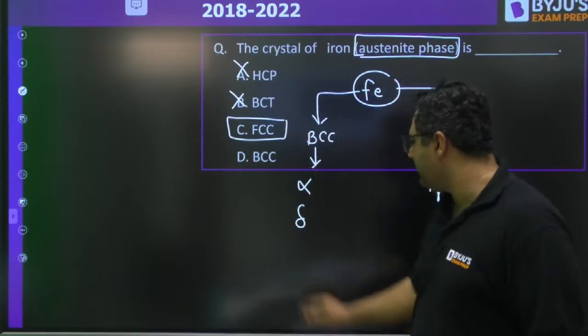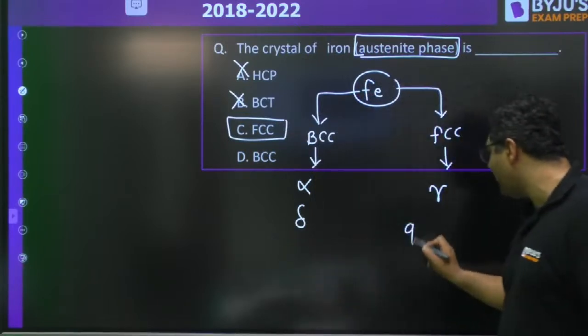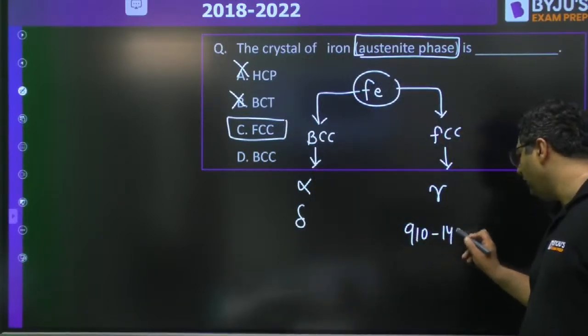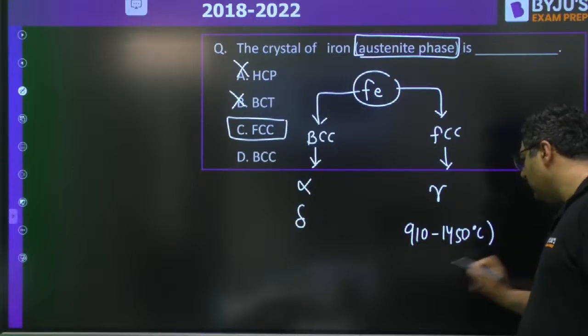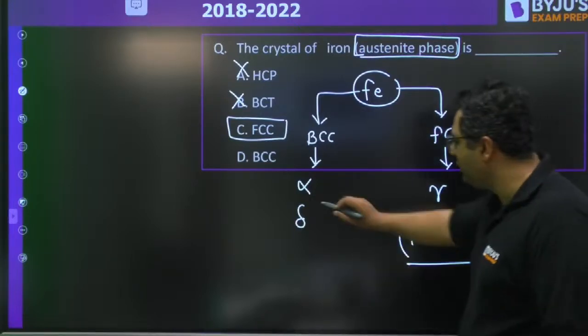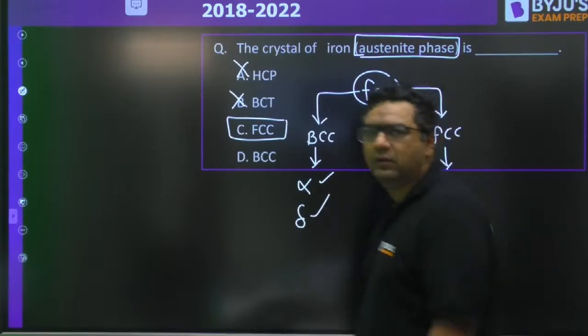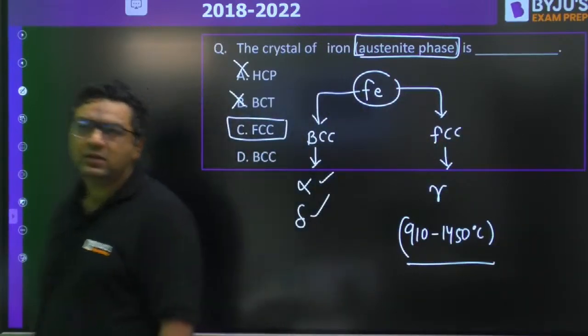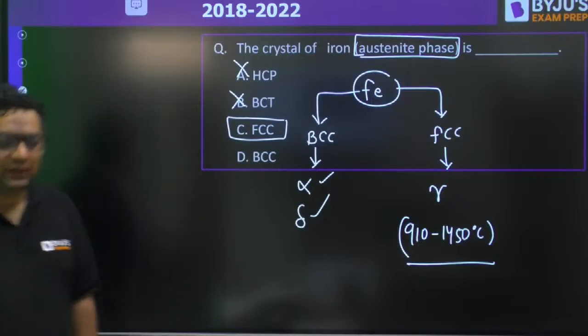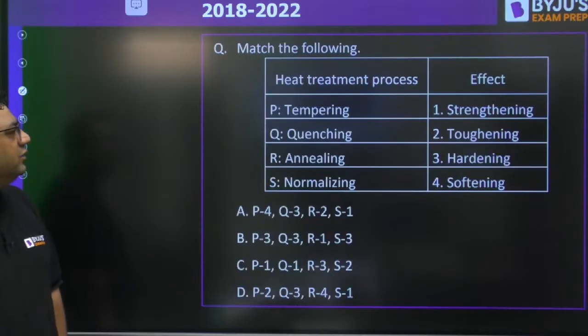And you know, this happens from 910 to 1450 degrees Celsius. Other than this range, you are going to have either alpha or delta. Is it clear for everyone? So this is going to be the answer. Very good, guys. Moving further to the next question.